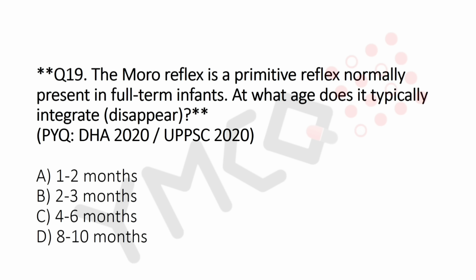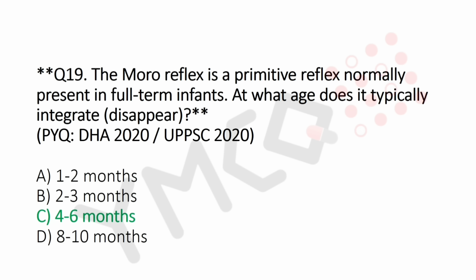The Moro reflex is a primitive reflex normally present in full-term infants. At what age does it typically integrate, disappear? Option A, 1 to 2 months. Option B, 2 to 3 months. Option C, 4 to 6 months. Option D, 8 to 12 months. And the answer is option C, 4 to 6 months.